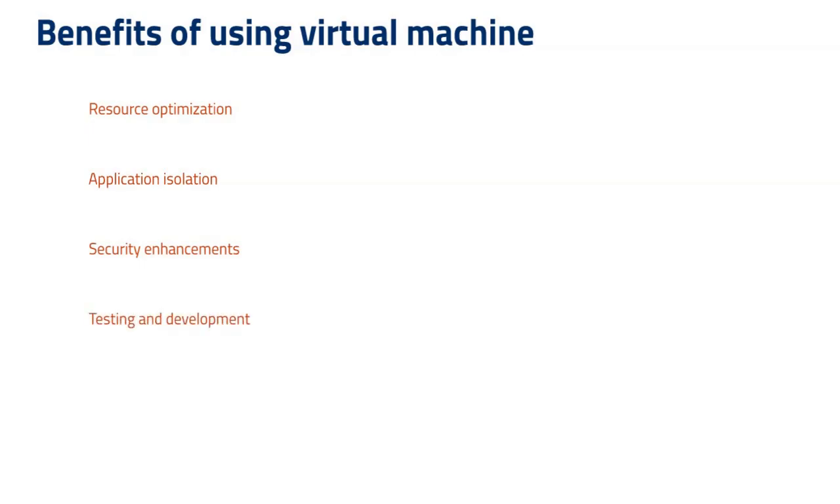4. Virtual machines allow you to run different operating systems simultaneously on the same machine. And 5. Virtual machines reduce the need for multiple physical machines by virtualizing workloads on a single server.